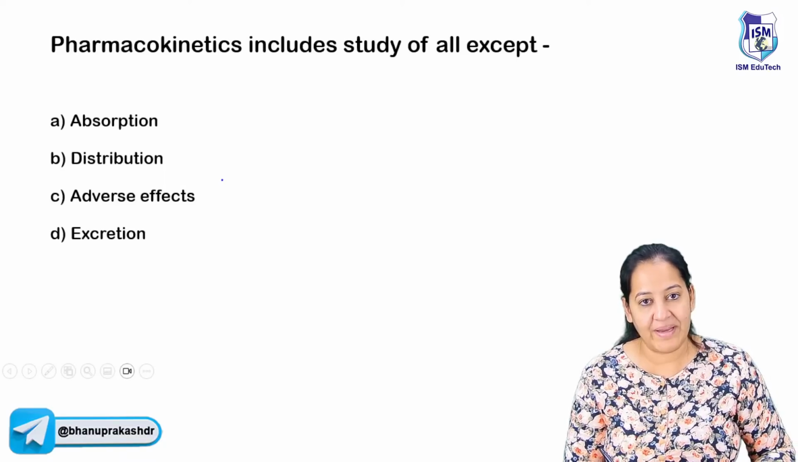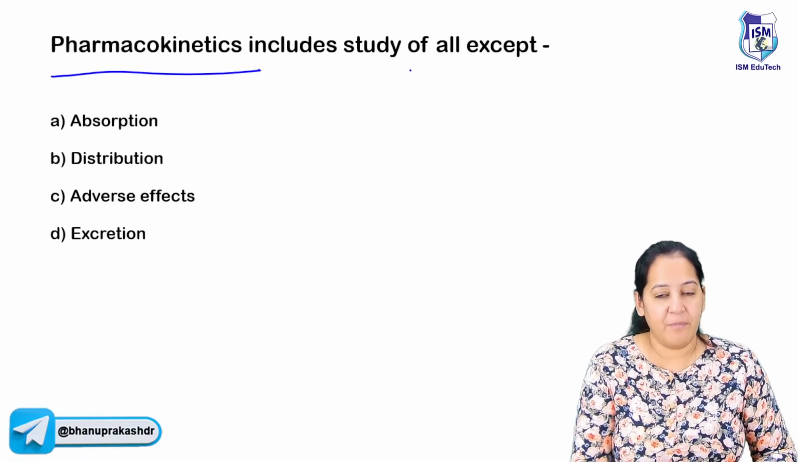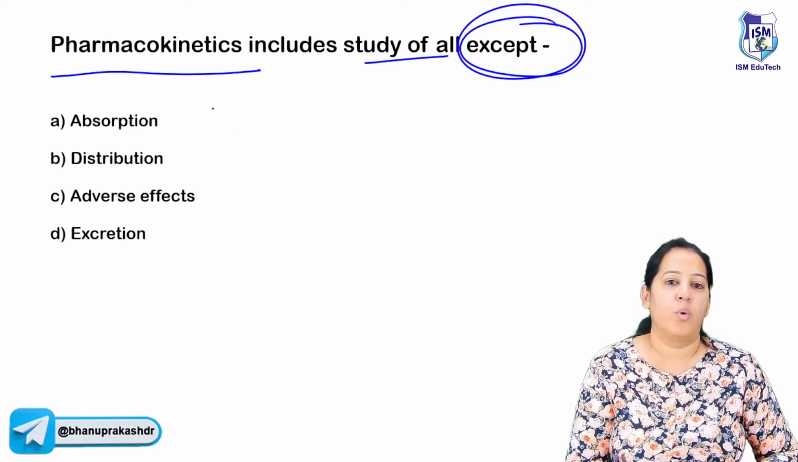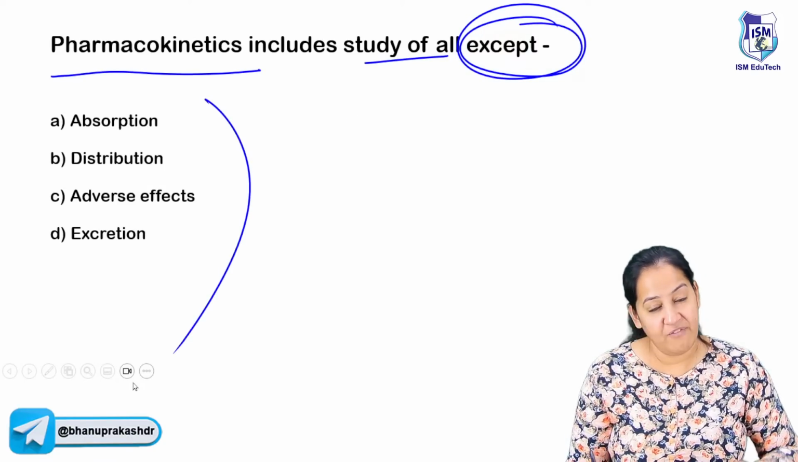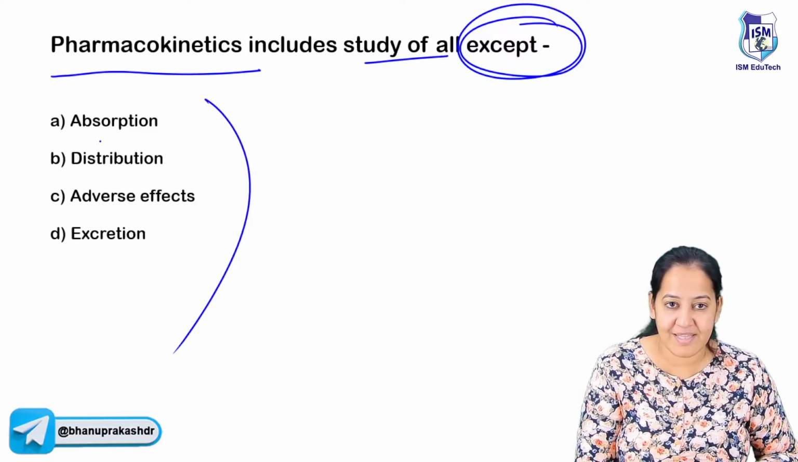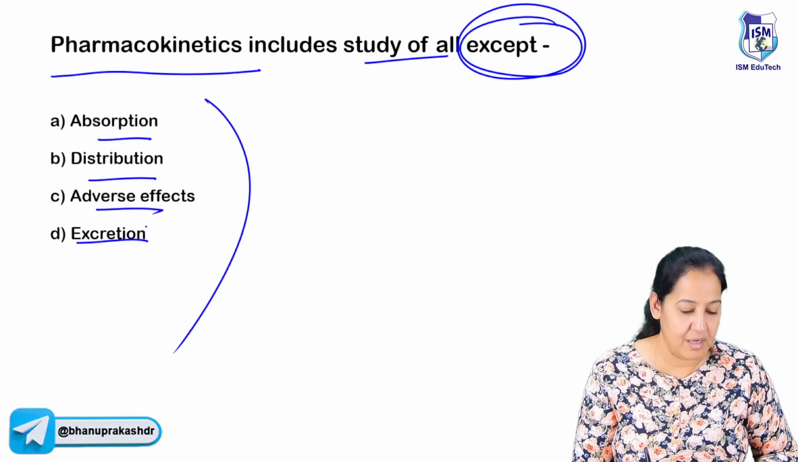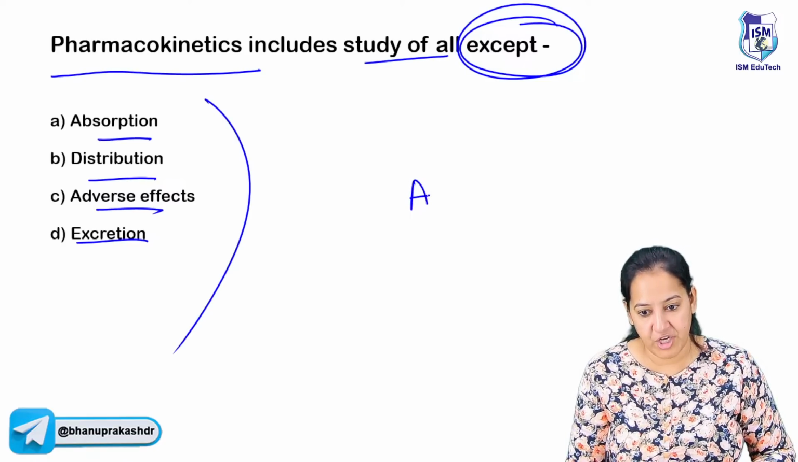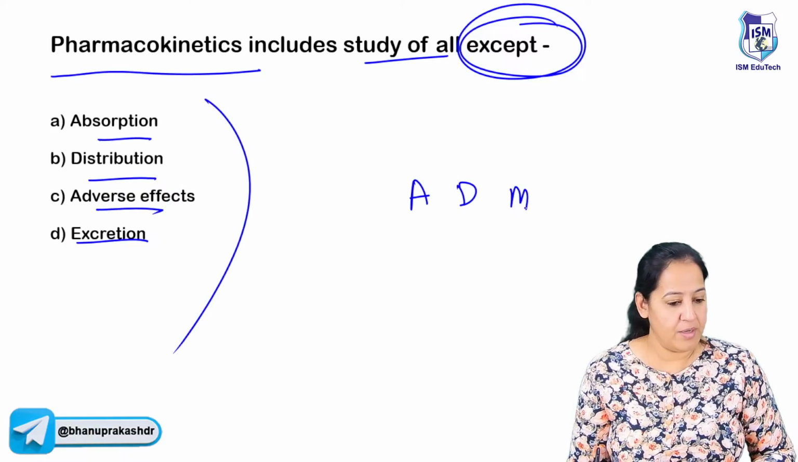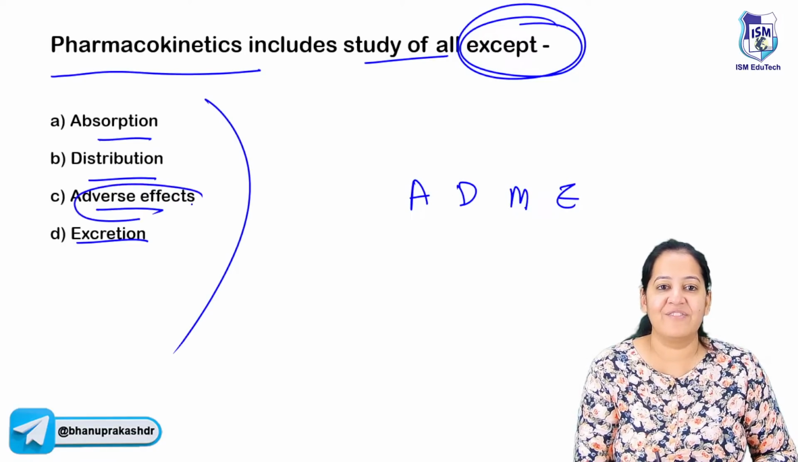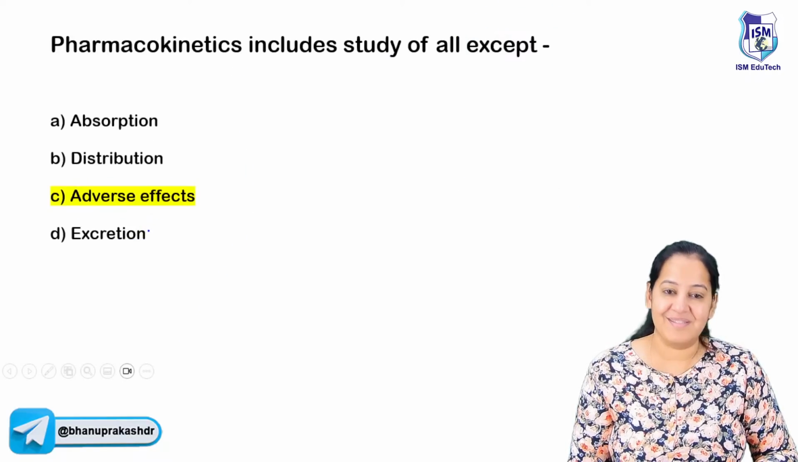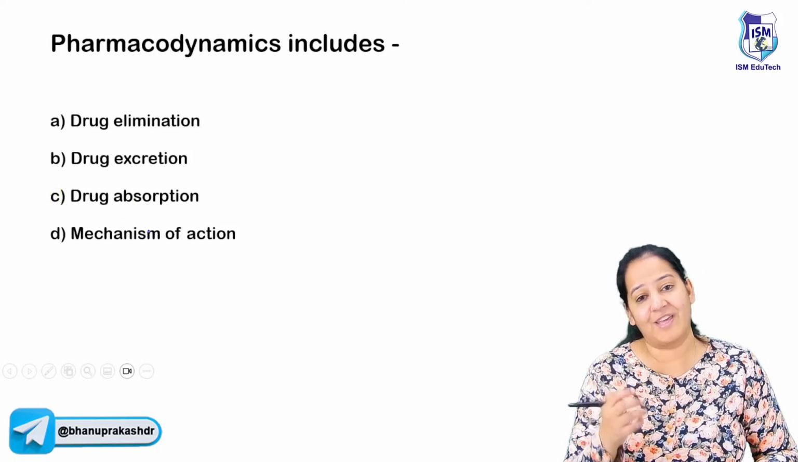Can you answer this one quickly? Pharmacokinetics includes all of the following except. What is not included in pharmacokinetics? In pharmacokinetics, there are 4 things. Absorption is there or not there? Distribution is there or not there? Adverse effect, excretion. So I taught you 4 things: absorption, distribution, metabolism, and excretion. You can see adverse effect is not coming here. So my correct answer is C. It's a very easy question. These all are your PYQs, people.